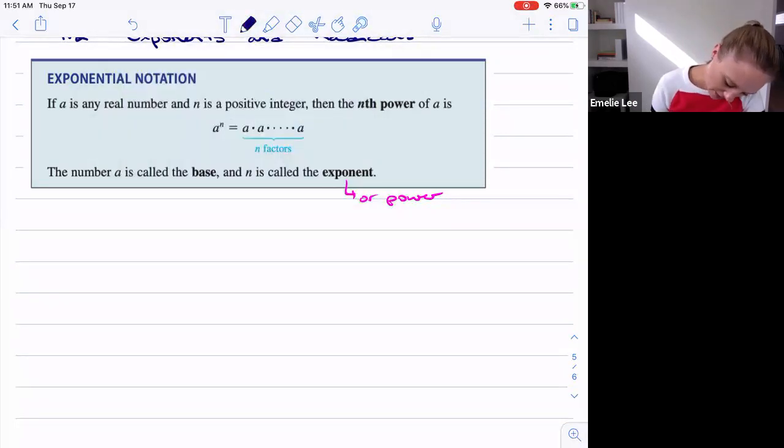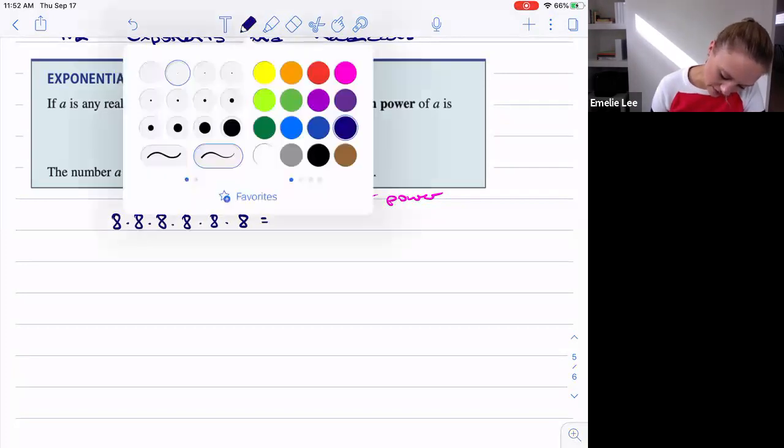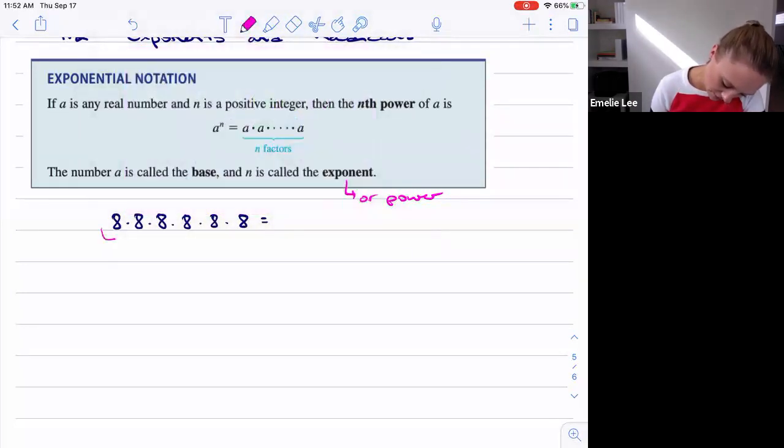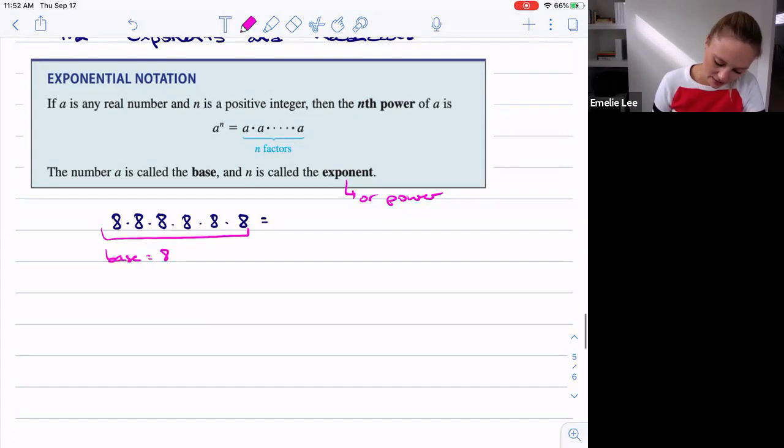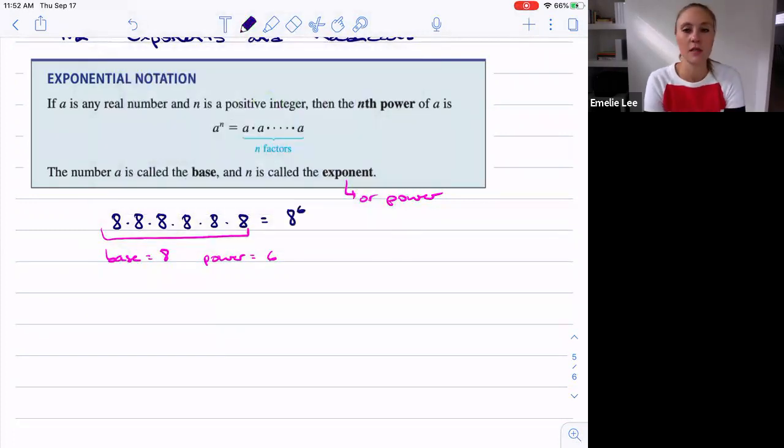So it's just a way of summarizing values. If we have something like 8 times 8 times 8 times 8 times 8 times 8, I can rewrite this, well, let's just summarize this. My base is 8 and my power is 1, 2, 3, 4, 5, 6. So I can rewrite this as 8 to the power of 6.